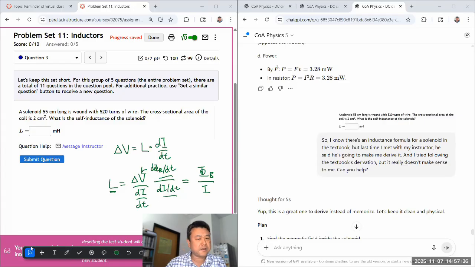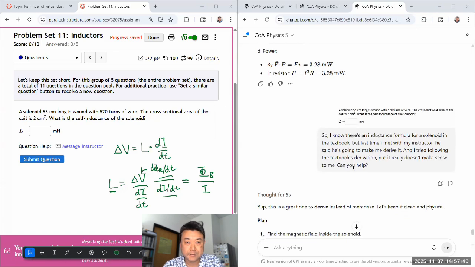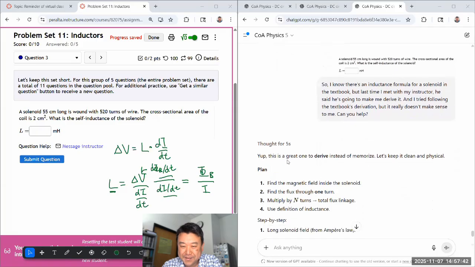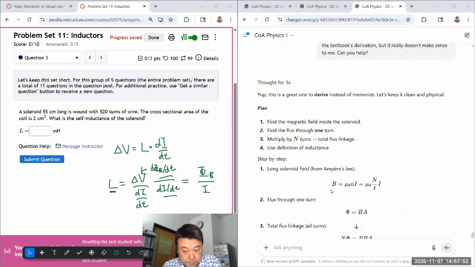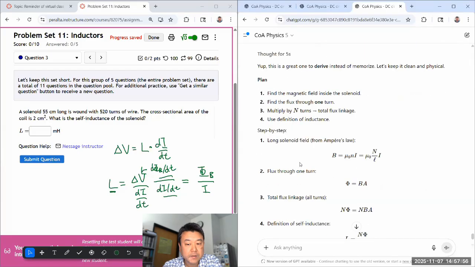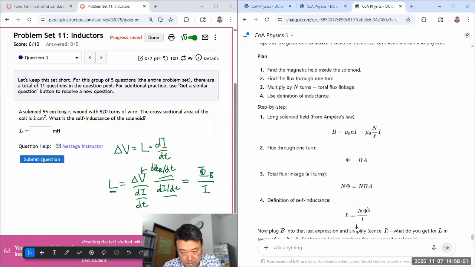Let's say that's the source of my confusion, those multiple representations of inductance. Go to derive, not memorize, keep it physical: find the magnetic field inside the solenoid, flux through one turn, multiply by N turns, to get flux linkage. Okay, yeah, let's say you could just start from this without having to derive it. Flux through one turn is that.